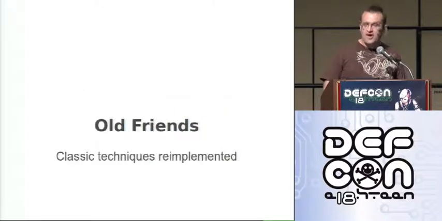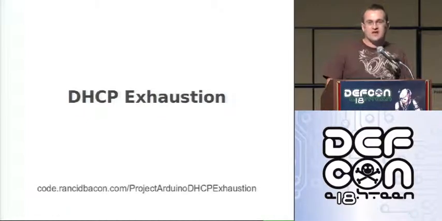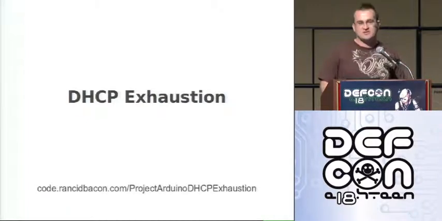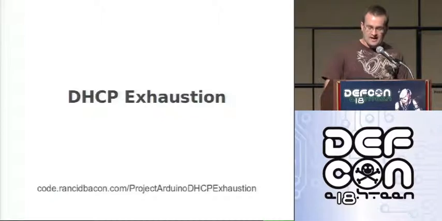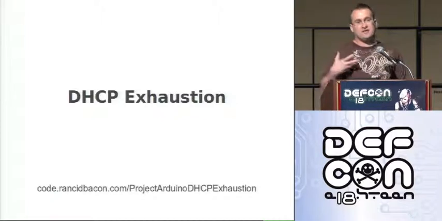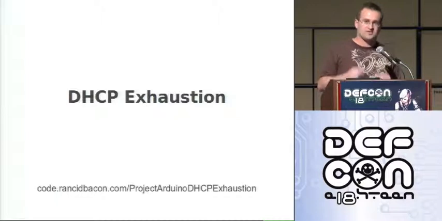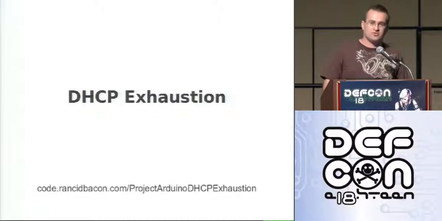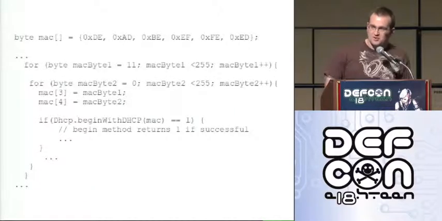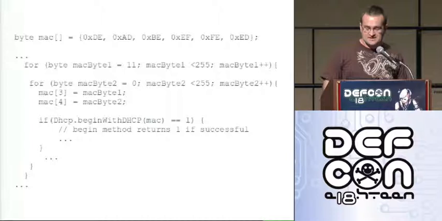One of the other approaches is to re-implement some old friends in new ways. One of the projects I looked at was DHCP exhaustion, which seemed like a reasonably simple project to start with. The WIZnet board, which is the wide Ethernet board, allows you to change your MAC address on the fly, and this is the sum total of code to implement DHCP exhaustion, which is not really much to it. Stare and awe.